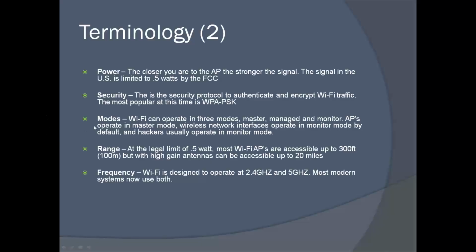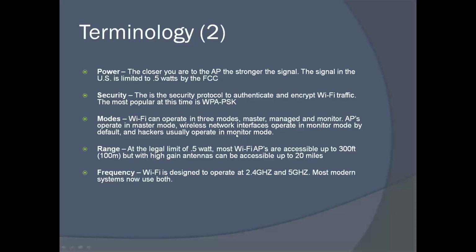Modes, this is important as we start off the class. Wi-Fi can operate in 3 modes: master, managed, and monitor. APs operate in master mode. Wireless network interfaces operate in managed mode by default, and hackers usually operate in monitor mode. Okay, this is actually a typo on the slide. It should say managed mode. Network interfaces operate in managed mode, and then hackers usually operate in monitor mode.